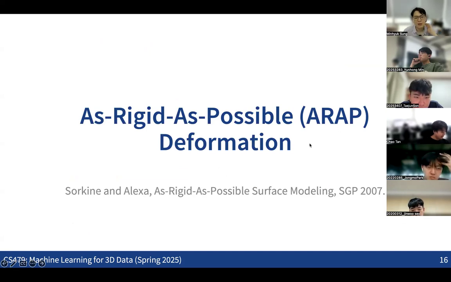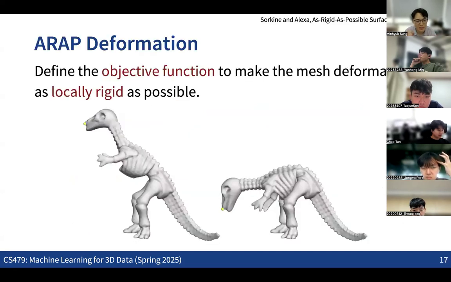As I said, the basic idea for mesh deformation is all about how we define some kind of objective function in a way that it can determine natural positions of the vertices while satisfying the given constraints. This is the basic idea. And at a high level, for ARAP deformation, we define the objective function in a way that the mesh deformation becomes a more locally rigid transformation.